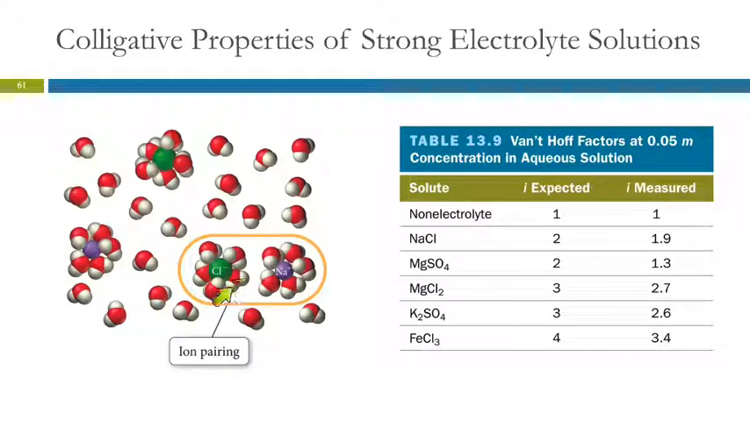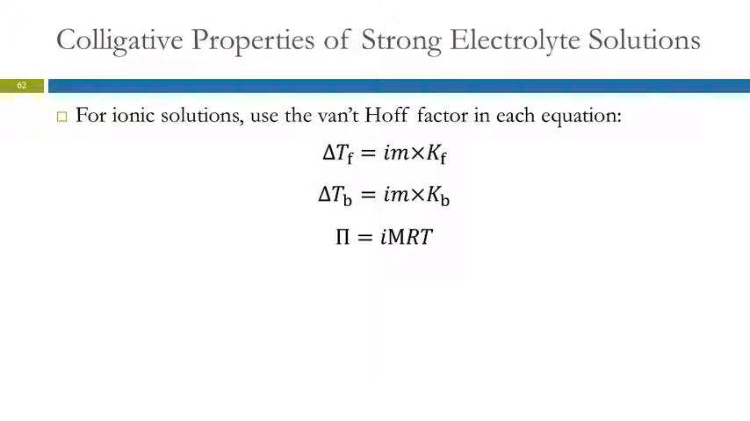Ion pairing is when you've got these ions that are solvated. They're surrounded by water molecules with ion-dipole forces. But these two are still going to kind of hang out together, and so they act like one particle, even though it's 2 ions. So we have to make a correction in the equations for electrolyte solutions. The equations are the same with the addition of this Van Hoff factor, which multiplies the molality and the constants.